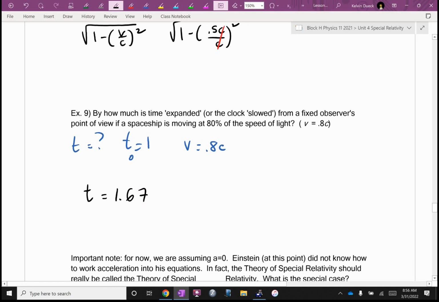So Bryce, if 1 second goes by on the spaceship, how many seconds go by back home on Earth? If 1 minute goes by on the spaceship, Casey, how many minutes go by on the Earth? This is the time stretch ratio, the time dilation ratio.